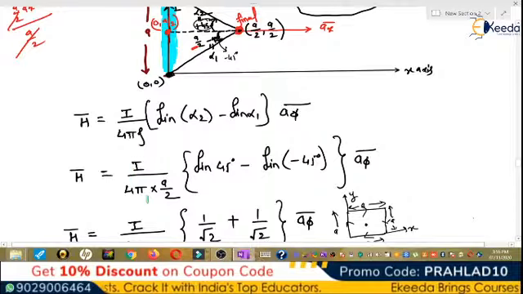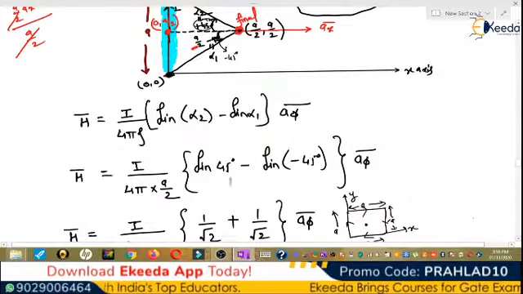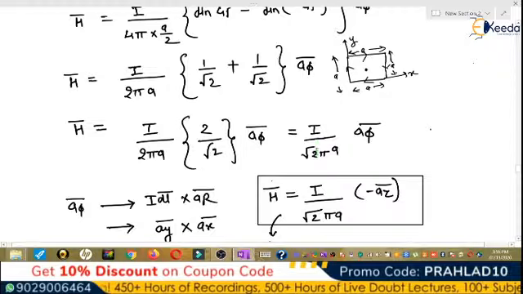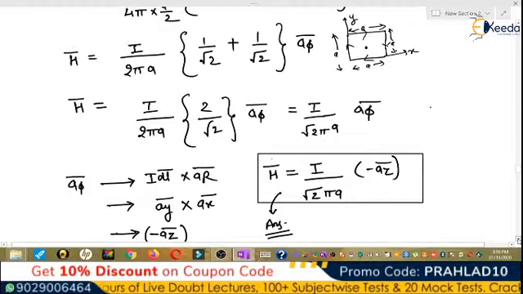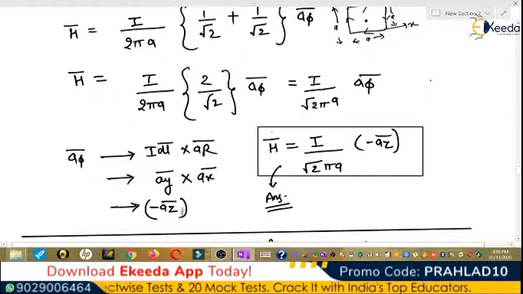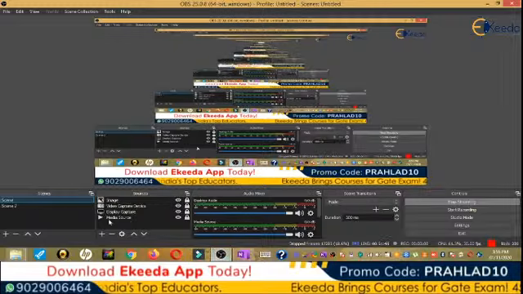So it is I by 4 pi into a by 2 (sin 45 minus sin of minus 45) aφ. So it is I by 2 pi a (1 by root 2 plus 1 by root 2) aφ. So it is 2 by root 2. So it is I by root 2 pi a aφ. This is H vector. And what is aφ vector? It is the current direction vector cross aρ vector. The current direction is aY and aρ is aX. aY cross aX is minus of aZ. So H vector is I by root 2 pi a times minus of aZ.